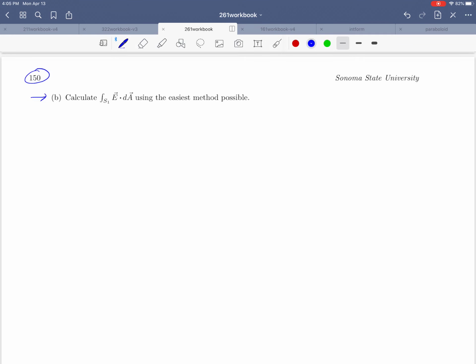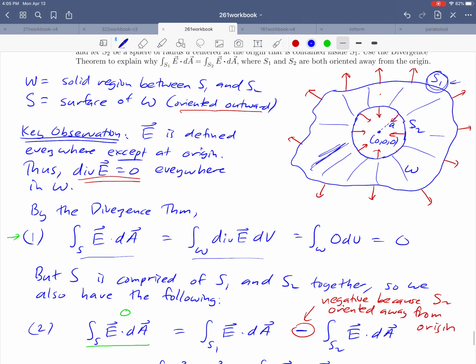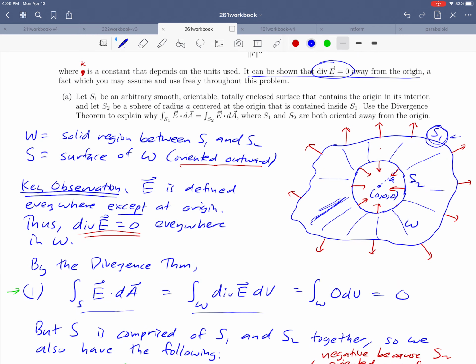Let's remind ourselves what that surface was again. They told us in part A that S1 was an arbitrary surface that kind of encloses the origin. So in our picture over here, we were picturing S1 as the surface of just a blob of clay or something that's centered at the origin. We'd like to integrate and find the flux of the electric field through that surface.